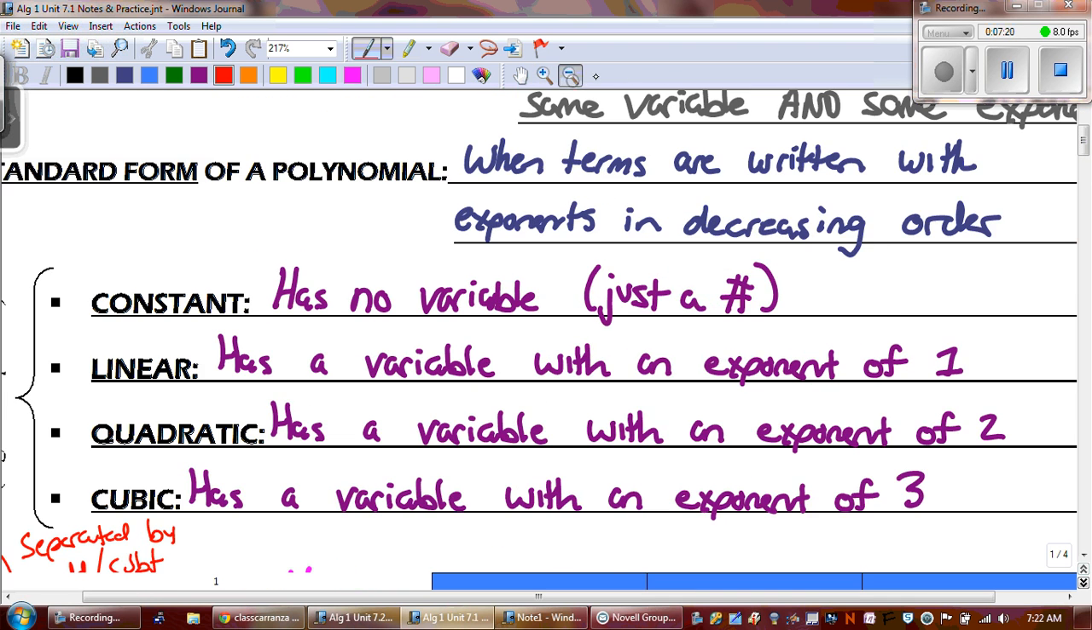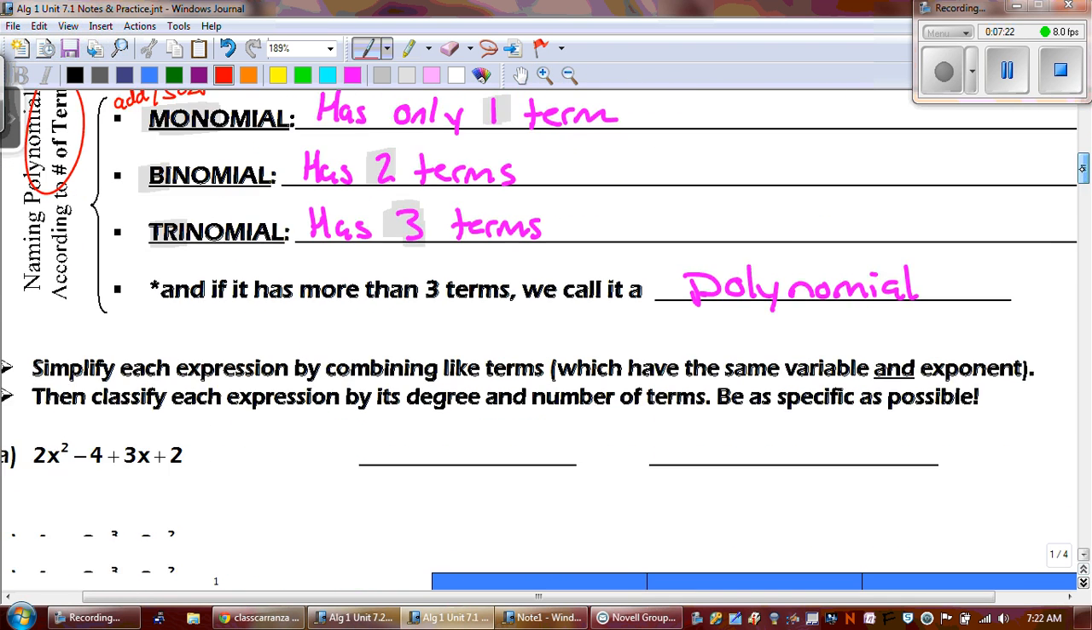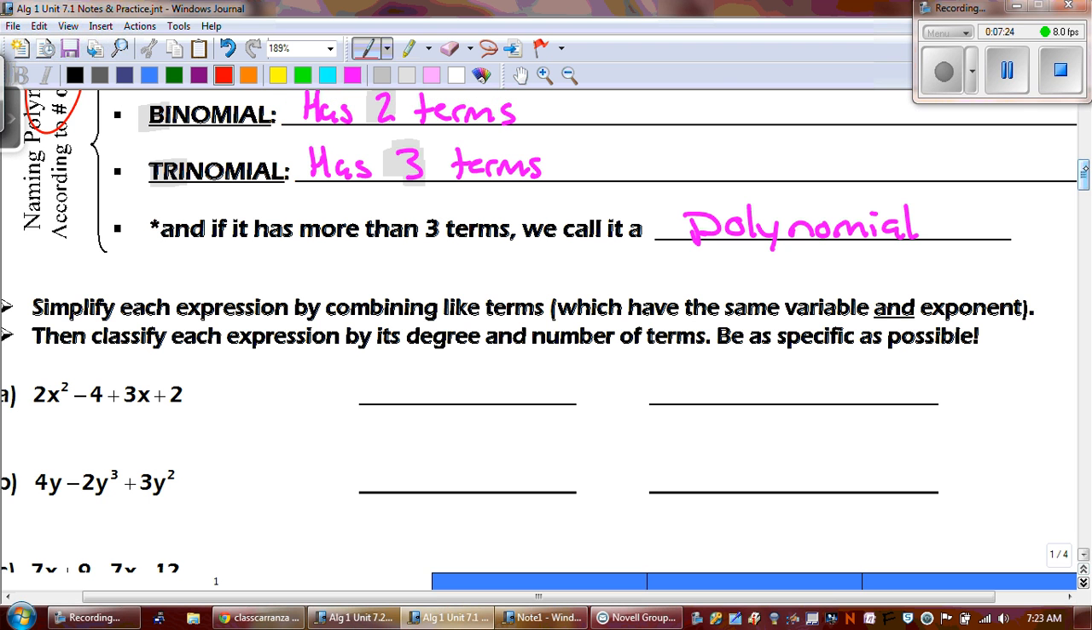All right, let's get started on this. Simplify each expression by combining like terms which have the same variable and exponent. Then we're going to classify by its degree and number of terms. Be as specific as possible. All right, so we'll go through a bunch of examples and then this will start making more sense.